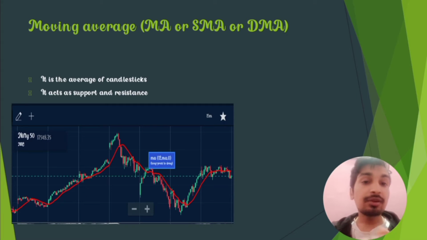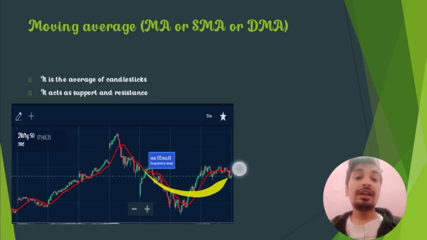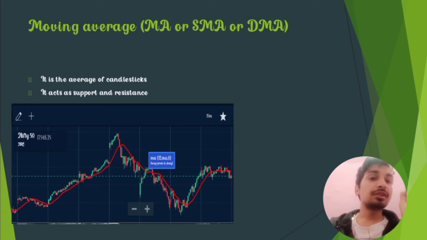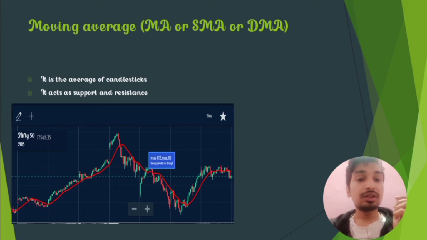So this is from my Upstox. I have applied the indicator. The red line is the moving average, as you can see. In moving average, you have different periods, because average has to be taken among different numbers. How many numbers you are taking the average for, that is called the moving average of a particular number.